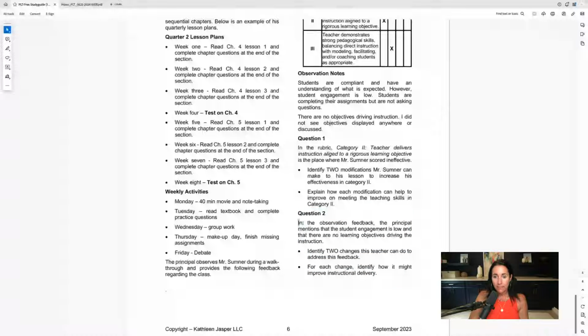Question 2. In the observation feedback, the principal mentions that the student engagement is low. Let's have a look at the observational notes. Students are compliant and have an understanding of what is expected. However, student engagement is low.